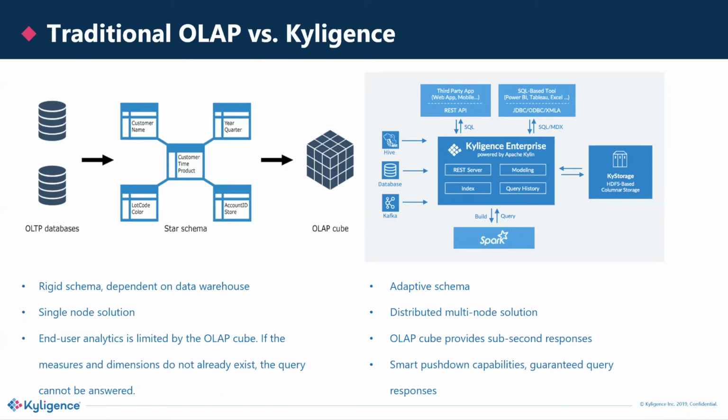You will always get a guarantee regardless of where the data sits, whether it's in the cube, which is preferable, or if it is not, you will still get an answer as the query goes back to the actual source via smart push down. Traditional OLAP or BI cannot do that. And that's where Kyligence really, really shines.